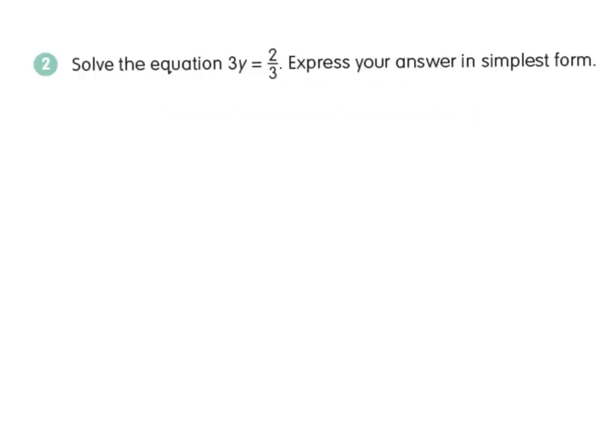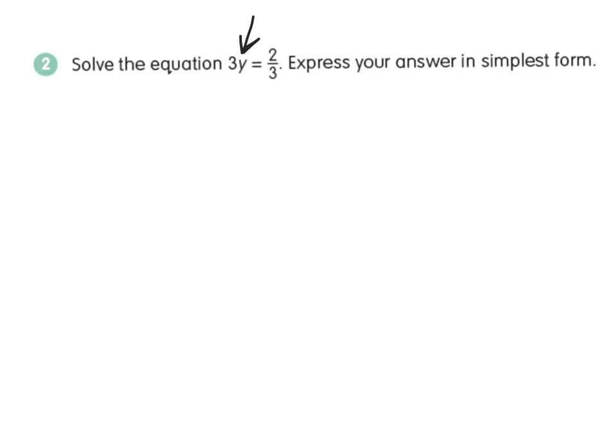3y is equal to 2/3. All right, we're still using the same method of isolating the variable. In that method, we have to look at our variable here, and we have to get rid of anything that is by the variable. We need to get the variable alone. So we need to get rid of the 3. We can't just cross it out. How do we get rid of it?